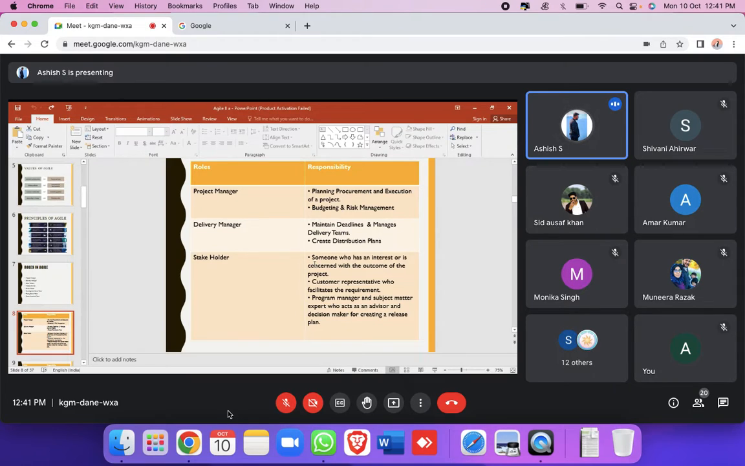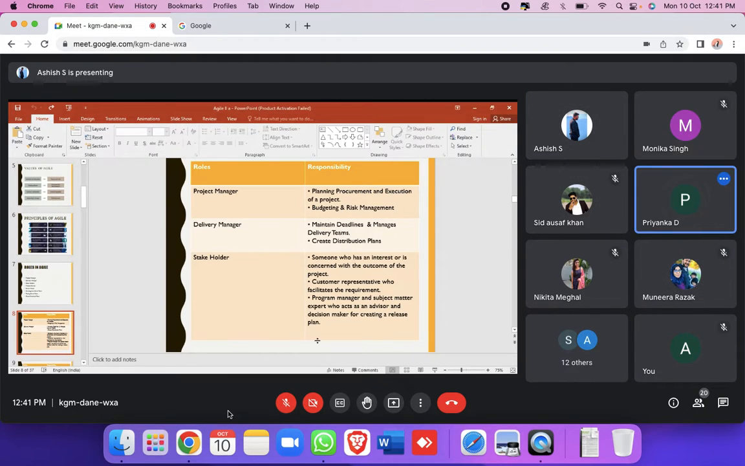Guys, am I audible or not? Yes, sir, you're audible. If you guys are not responding, I won't get to know, so that is why I'm asking. Sir, we are listening. It's better. If you guys are not responding, I'll make sure that you switch on your cameras. Please respond, how will I get to know whether you're following? Okay, sir.